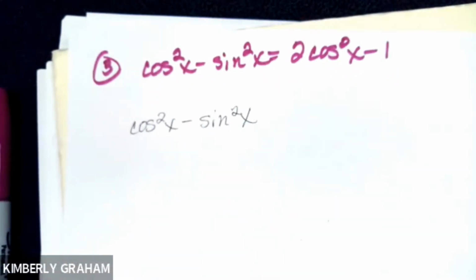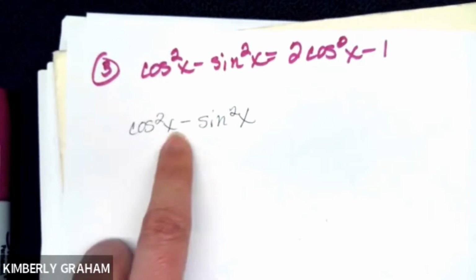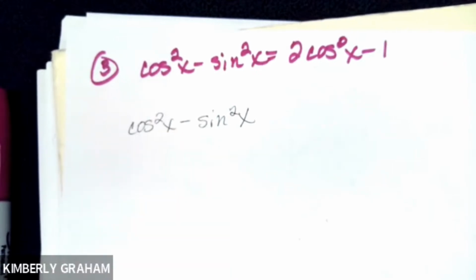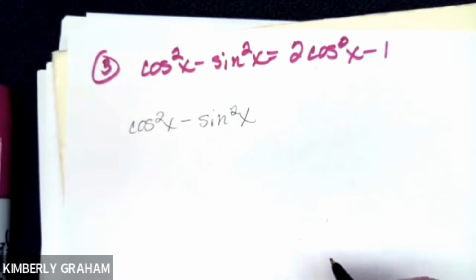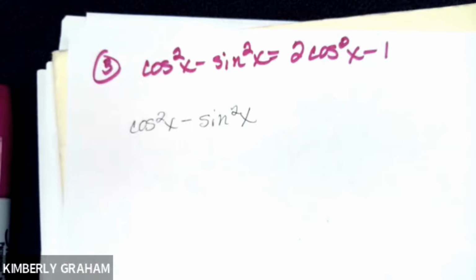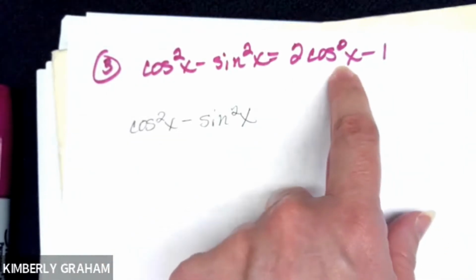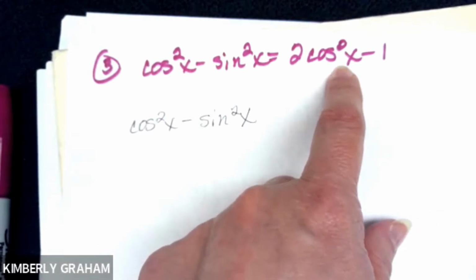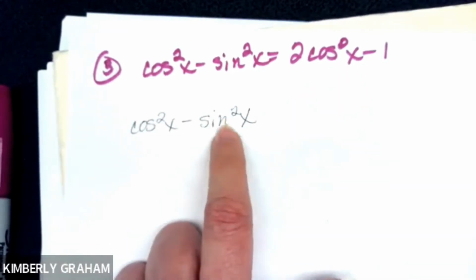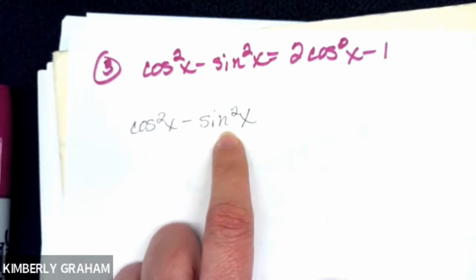And just a reminder, be sure that your squared goes before the x. It doesn't go after the x. And like I said, I can do this problem a couple of different ways. You have to be sure that you know where you want to end up. I want to end up with just cosines, so I would like to get rid of this sine squared.